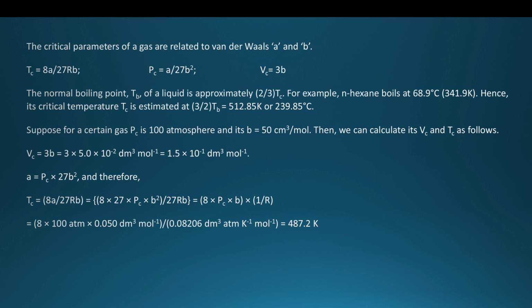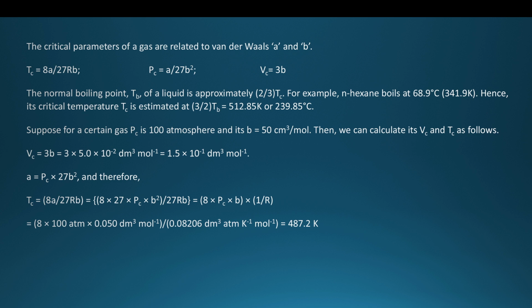The critical parameters of a gas are related to the van der Waals constants a and b. For example, Tc equals 8a over 27Rb, Pc equals a over 27b squared, Vc equals 3b. These can be derived. We have not attempted derivation. We have directly given the values, the relationships, but these can be derived.